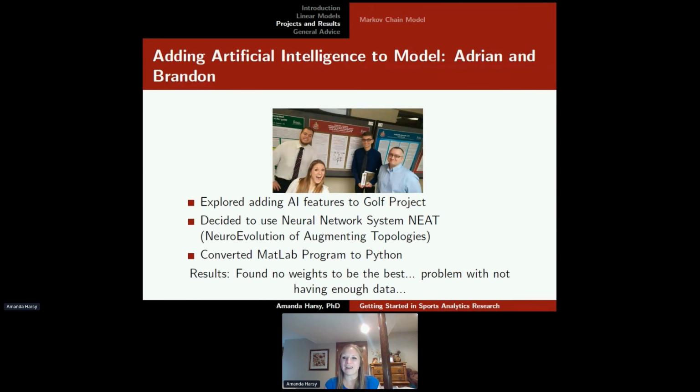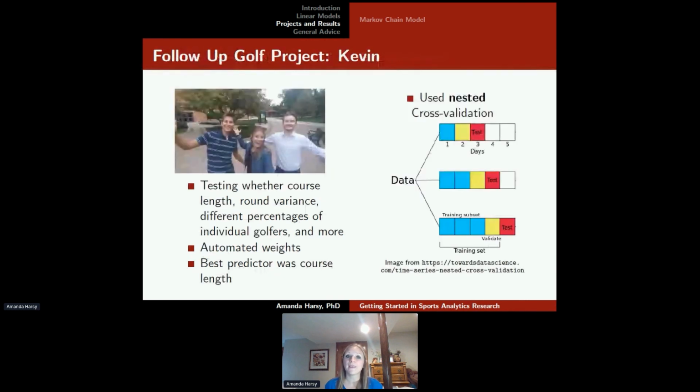We didn't have enough data to really make it, but it was still very worthwhile for them because they learned a lot about writing things in Python and putting things into a neural net. So even though it may seem like we didn't get that great of results, it's still a great project for them, and they were able to present and learn a lot from it. It also helped because Kevin then had the program in Python, and he was a great Python programmer, so he was able to extend on it.